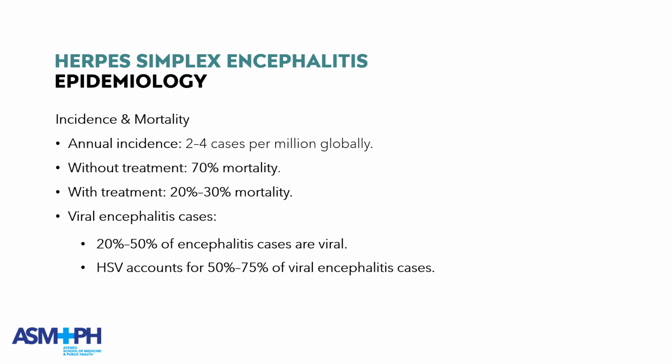Annually, there are 2 to 4 cases per million globally. Without treatment, you have 70% mortality. Again, with early acyclovir, you can lower that to 20 to 30% mortality. 20 to 50% of encephalitis cases are viral, and HSV accounts for 50 to 75% of the viral encephalitis cases.